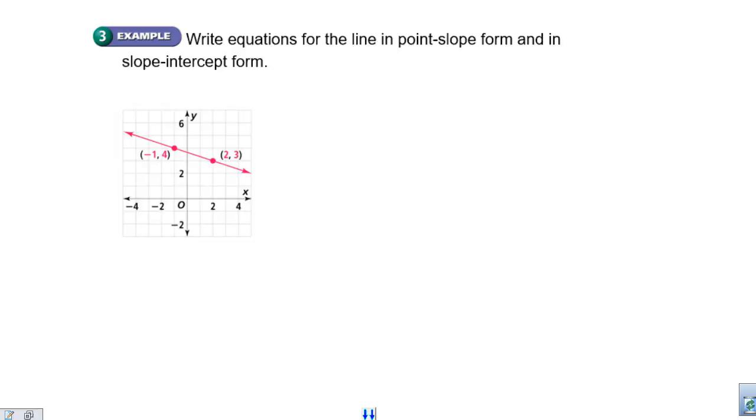All right, so for example 3, this time we are given a graph. And by the way, we're continuing on our 6-5 notes here. You can grab those out and turn to example 3. And we have to write equations. Notice it's got an S, so that's plural. We're writing more than one equation. So we're writing equations for the line in point-slope form and in slope-intercept form. We're going to start by doing point-slope form first, and then I'm going to teach you guys how to convert point-slope form into slope-intercept form.